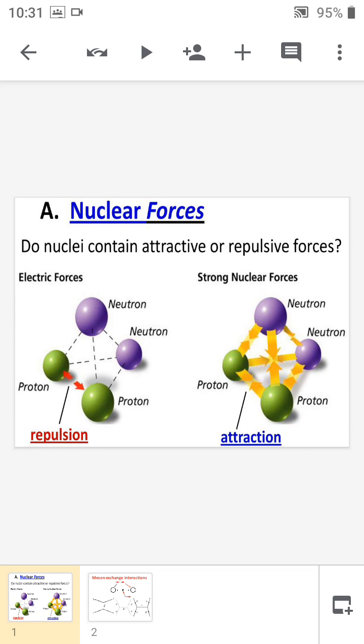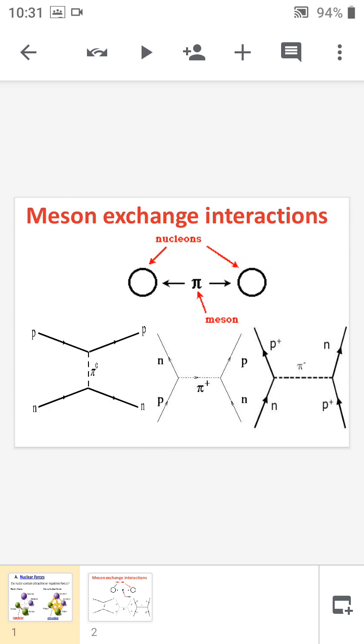And we know that the nucleus is highly stable. That means this nuclear force exceeds the electrostatic repulsive force existing between the protons. That's why the nucleus is highly stable. And why this nuclear force exists, what is the mechanism, and how this nuclear force exists between the nucleons, that is the next topic.